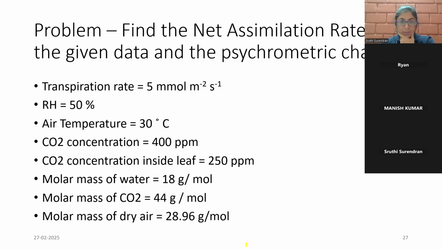Ryan, transpiration is equal to GSW into vapor pressure deficit. So the value of transpiration is given. What you have found out will be the value of the stomatal conductance to water vapor. Now you have to convert it to the stomatal conductance to carbon dioxide and then find out the assimilation rate.